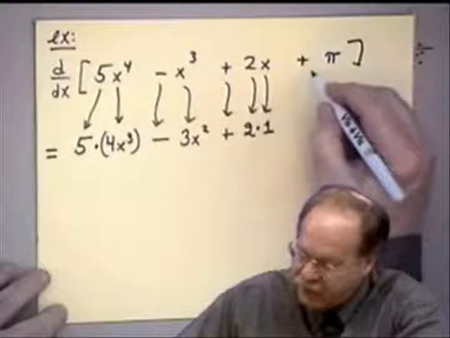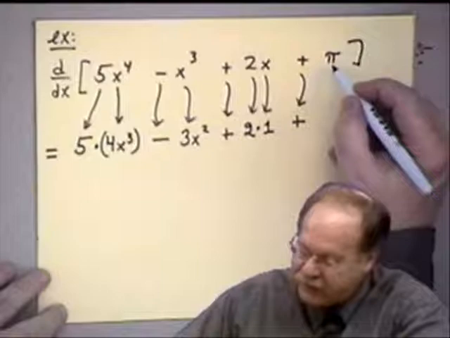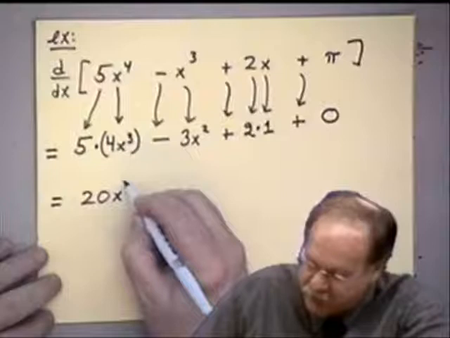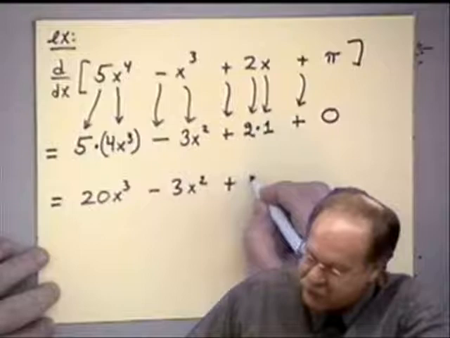This plus then also comes down because just like here, it's a sum of derivatives. And then the derivative of a constant is 0, something we also did before. So we have now taken the derivative of the function, this polynomial. You can simplify this if that is what you'd like at this point. So we can write 20 times x cubed, 3x squared, minus 3x squared, plus 2, and say that is where we end, and that's correct.